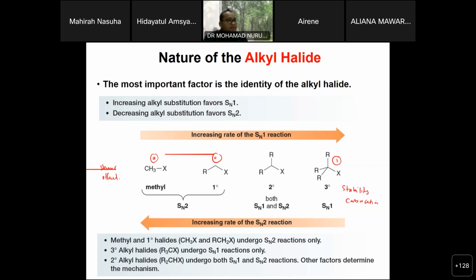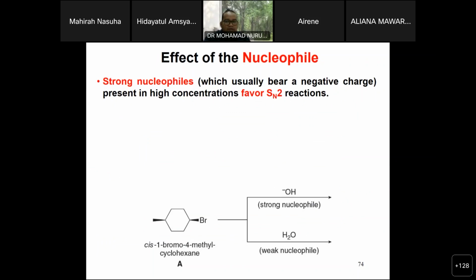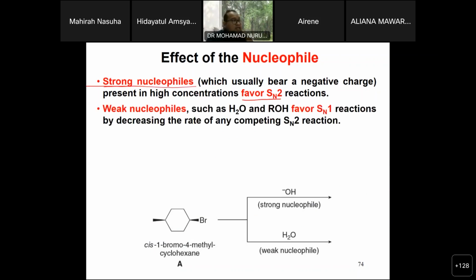The second factor is the effect of the nucleophile, whether it is a strong nucleophile or a weak nucleophile. A strong nucleophile usually favors SN2 reactions. Check chapter 2 again about this. For a weak nucleophile, usually water or alcohol, it favors SN1 reactions, but they do not compete for the SN2 reaction.